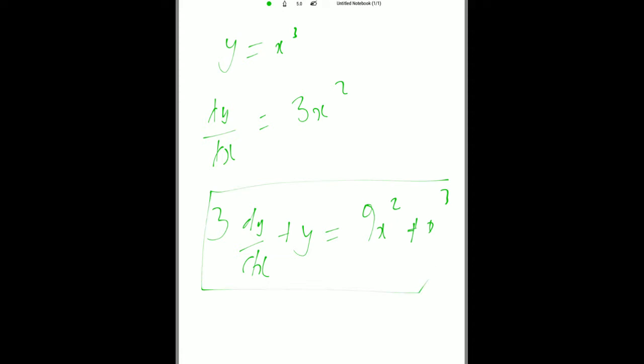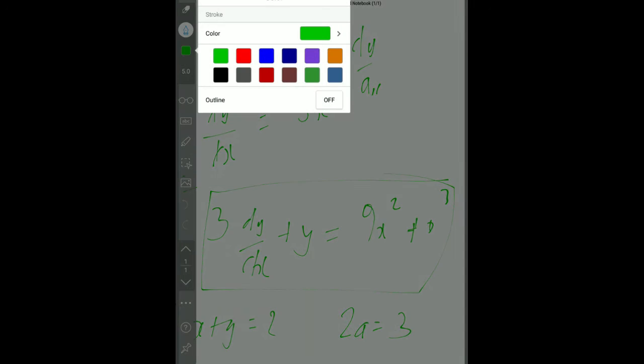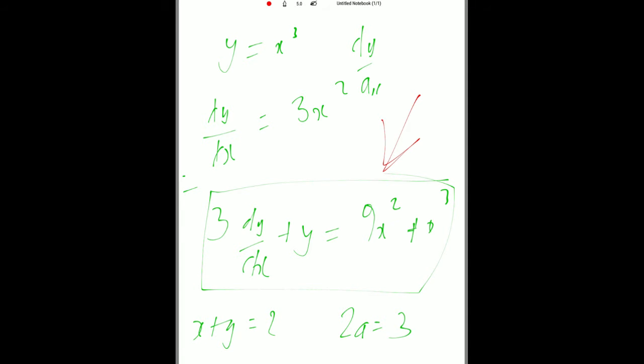This right here is what we call a differential equation. But it's not like the equations that we're used to, where you have x plus y equals 2 or 2a is equal to 3. No, these equations are equations that have a derivative in them, either dy by dx or some other form. So in our example here, we said that 3 dy by dx plus y is equal to 9x squared plus x cubed.